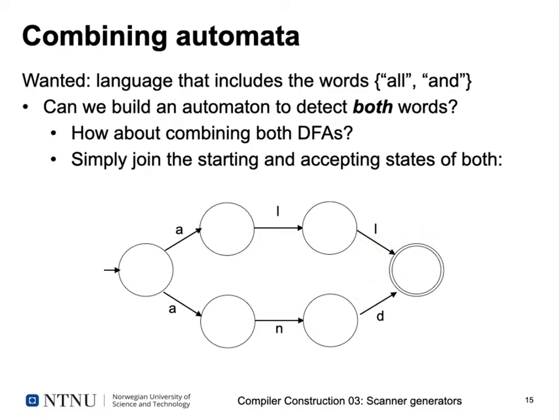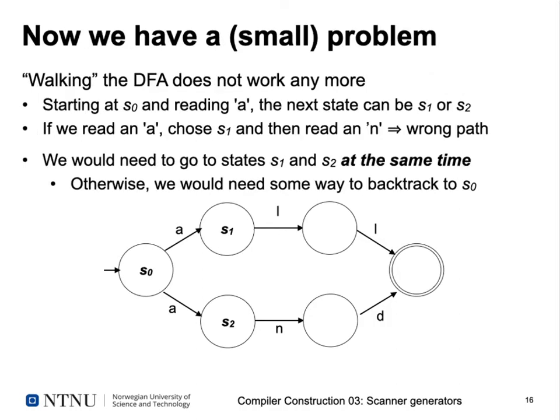Wait, I think you see there might be a problem. So if we start here and read our first A, our automaton needs to decide if it has to go up here or go down here. But since we only read a single character at a time, if we read this A, we don't know if there's an L or an N following, our automaton doesn't know which way to go. So walking the DFA, as we've done before, does not work anymore. If we read an A, we need to choose between one of the 2 alternatives.